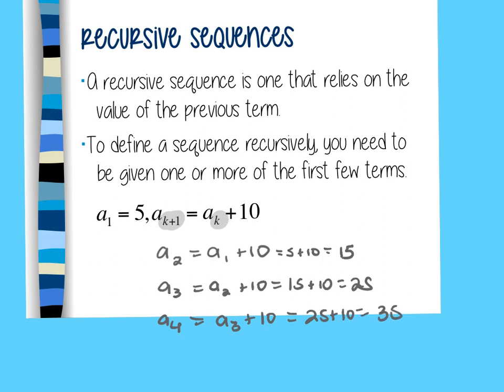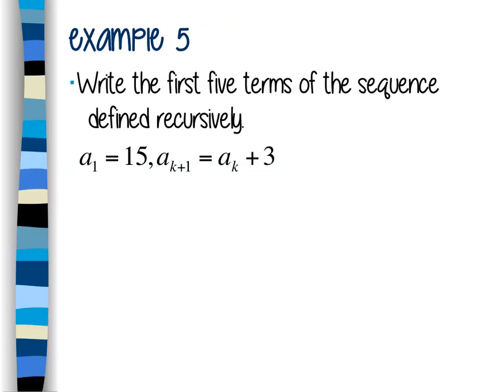So you need at least one to go on. I can't give you none here, okay? You have to have at least one to start with. So recursive will say N plus one or K plus one in that little subscript. It would look something like this.